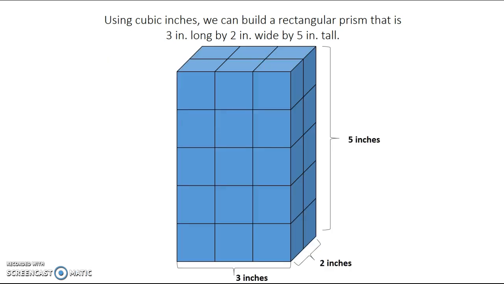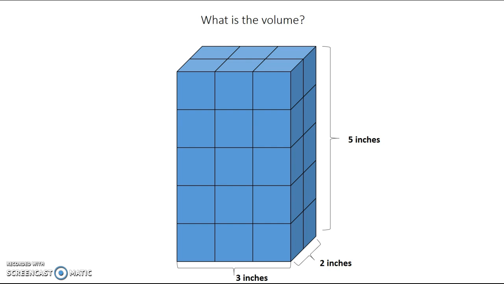So what I have here is 3 times 2 times 5, base times width times height, which gives me 30 inches cubed. Now, because I'm not counting the squares inside, I'm counting the cubes inside. They have 3 dimensions, so my exponent in my units is going to be a 3. Okay?